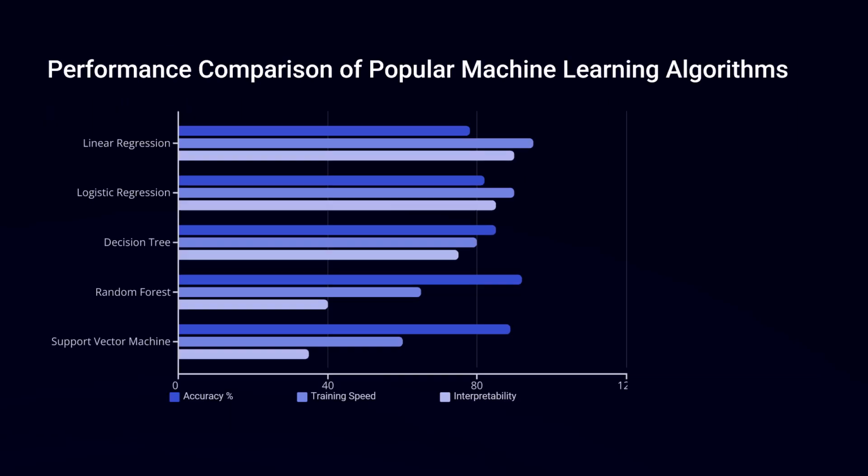Performance comparison of popular machine learning algorithms. The following comparison highlights the performance of linear regression, logistic regression, decision tree, random forest, and support vector machine based on percentage accuracy, training speed, and ease of interpretation.